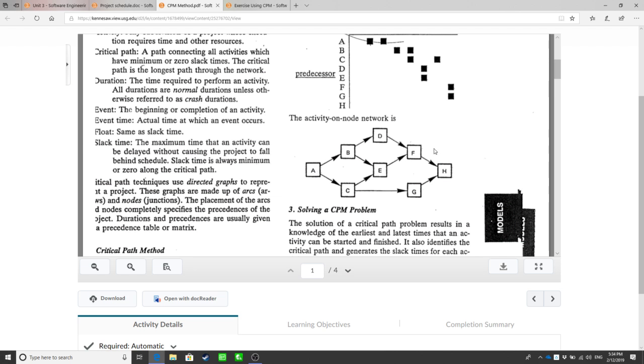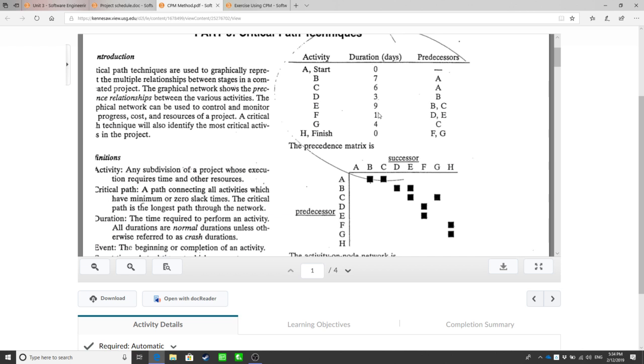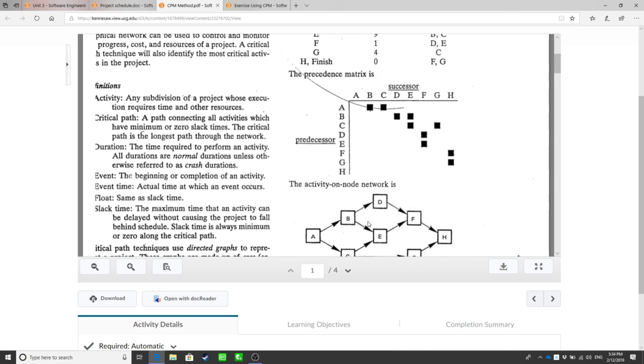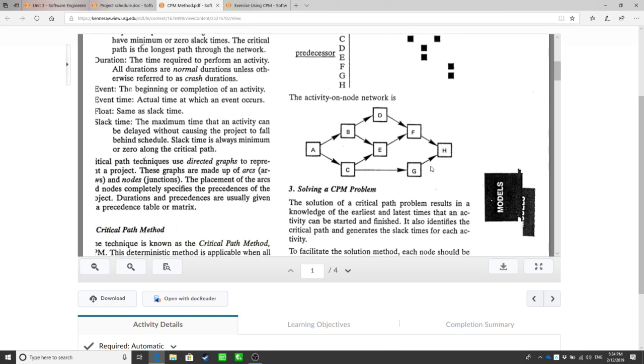But one piece of information is missing from the graph: the durations. Actually, there's an easy fix. You can just put the number on the edge, right? So the CPM will be based on this activity on node network.